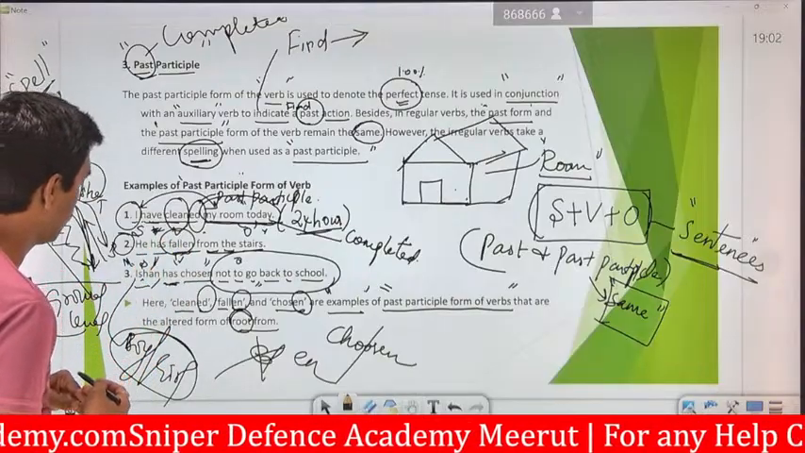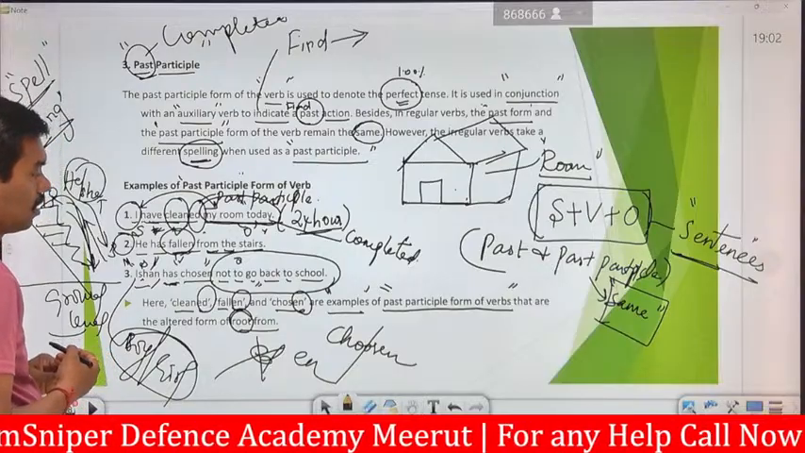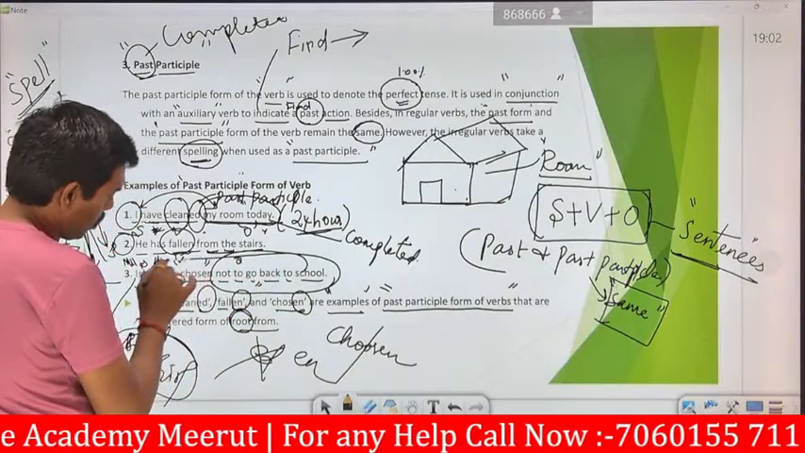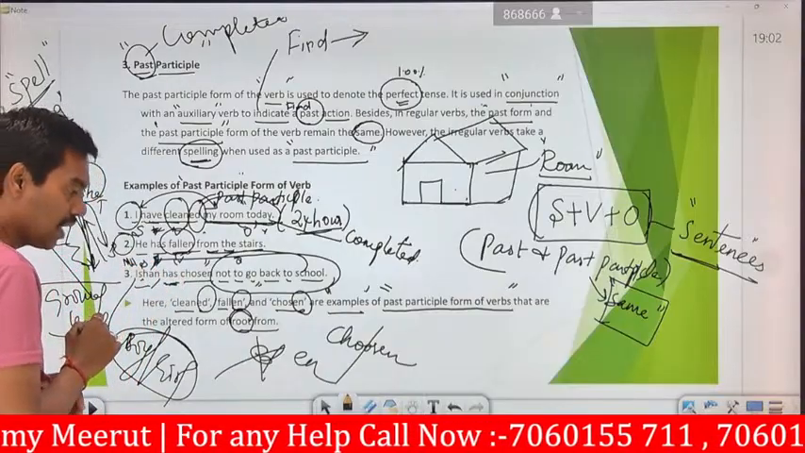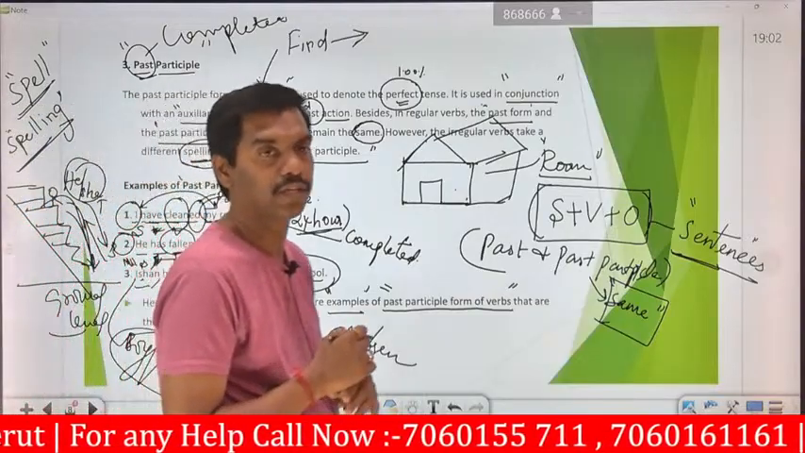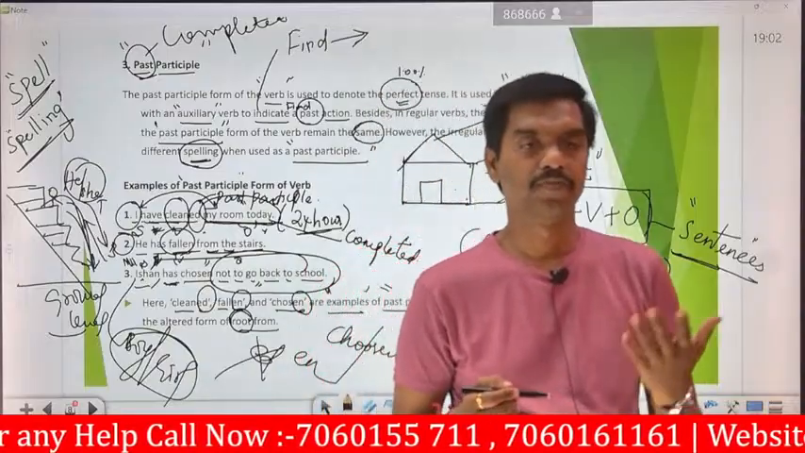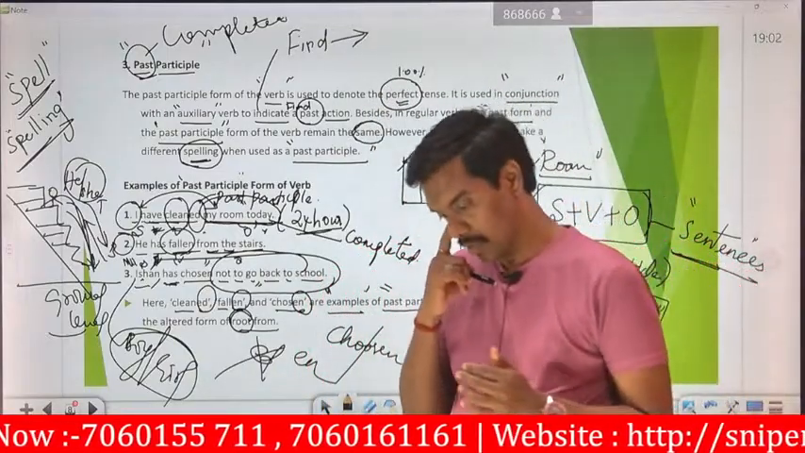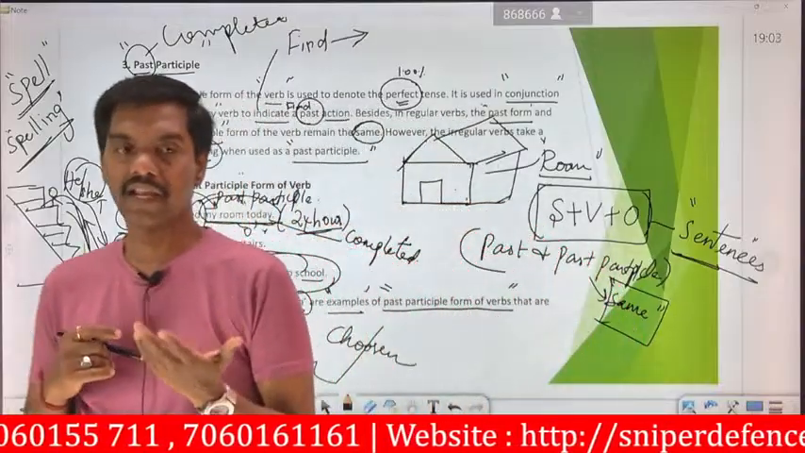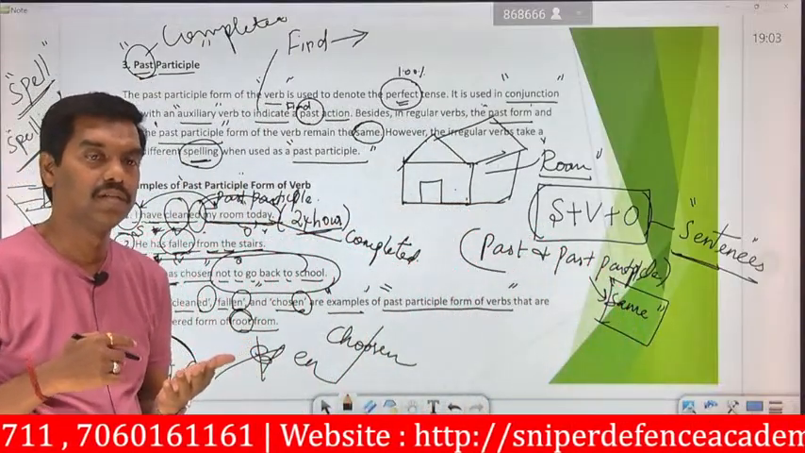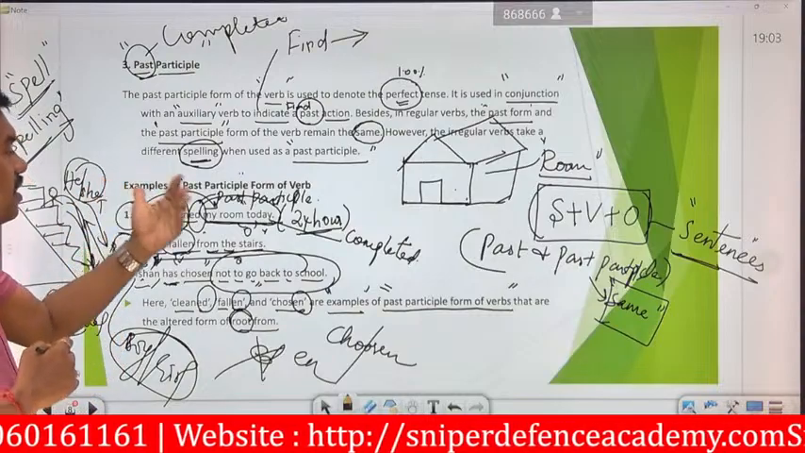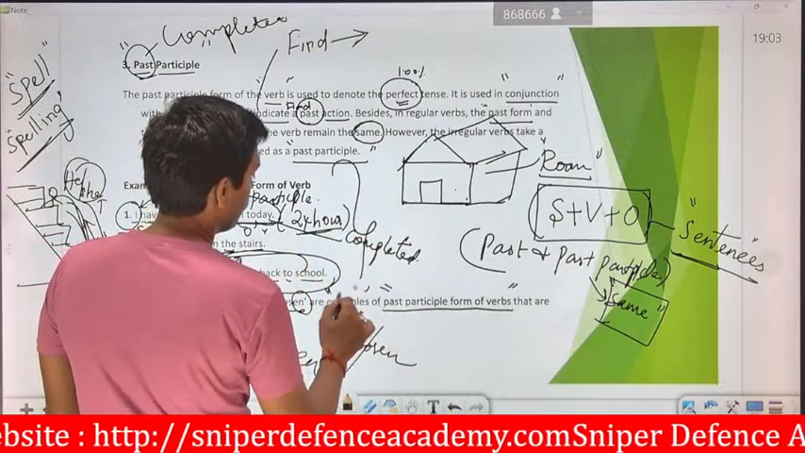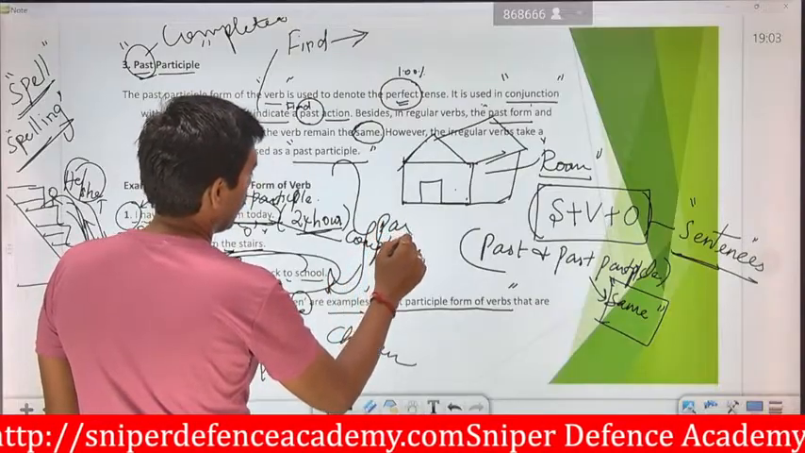And next, a person, he is a schoolboy. He is going to school regularly. He has chosen an option that he doesn't want to go to school from tomorrow. So it shows that he decided. Yesterday he went and then he decided. So these three things become past participles.